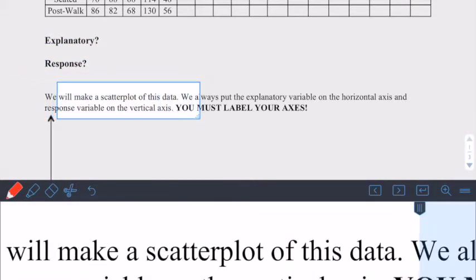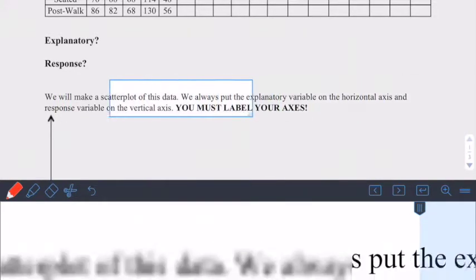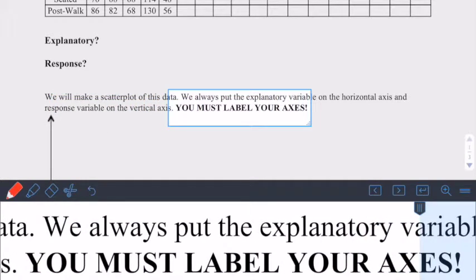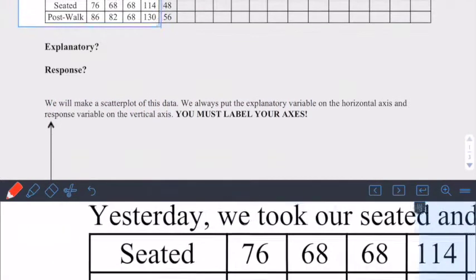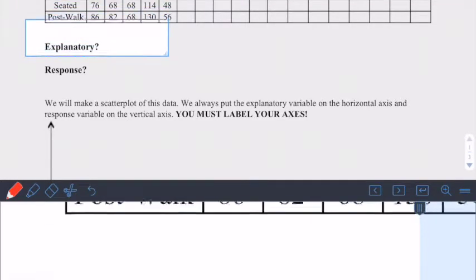So if we make a scatter plot of this data, we always put the explanatory variable on the horizontal axis and the response variable on the vertical axis, and you must label. We've already talked about this. Notice that there's two different variables. We've been dealing with one variable data for a very long time.